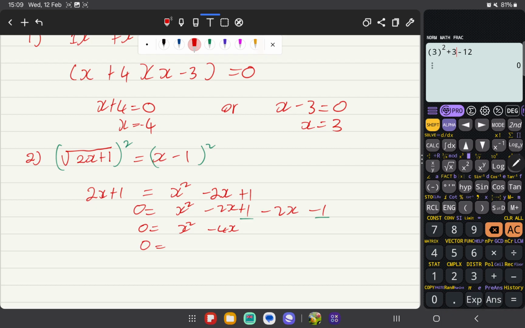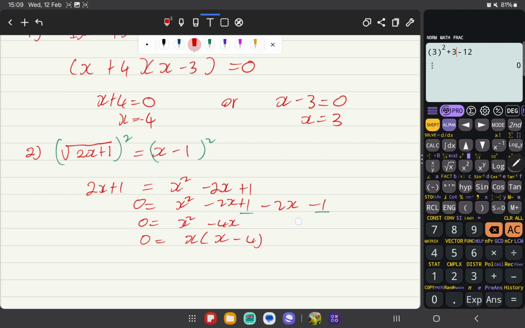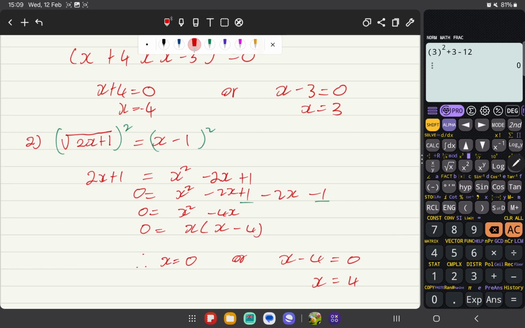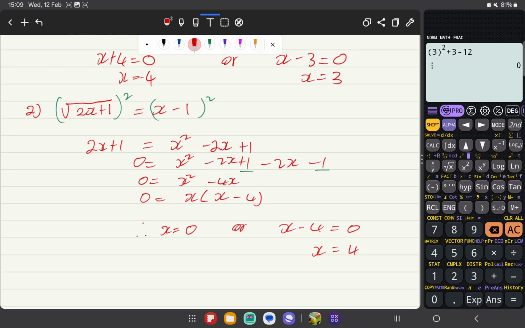You still have your 0. You take out x, and you have, therefore, x equals what? x equals 0, or x minus 4 gives you 0, which then says x equals 4. You know what I'm saying? We can give it a try and test it out.